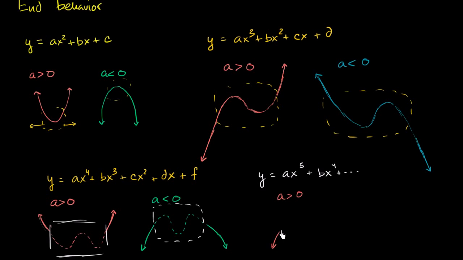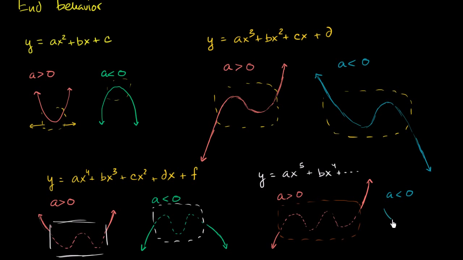Now, it might do some craziness like this in between. I have to get this right. So it's 1, 2, 3. It might do some craziness like this in between. But then, for really large x's, it will look the same as ax to the third when a is greater than 0. So once again, very similar end behavior when a is greater than 0, and very similar end behavior when a is less than 0.